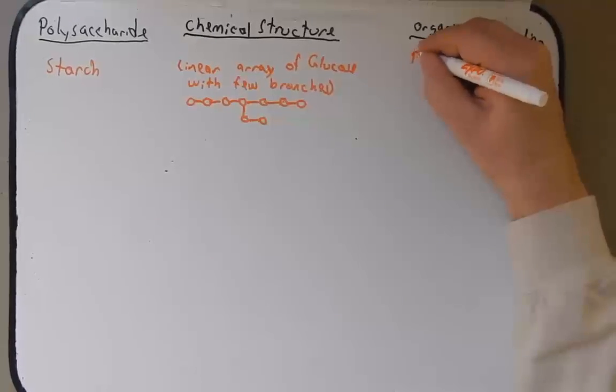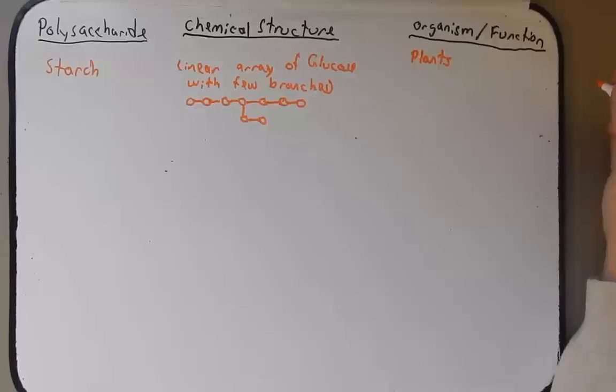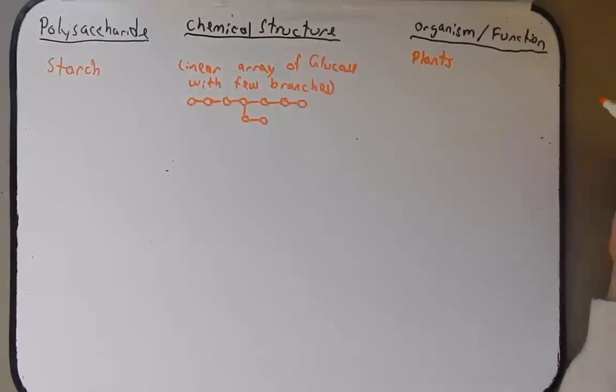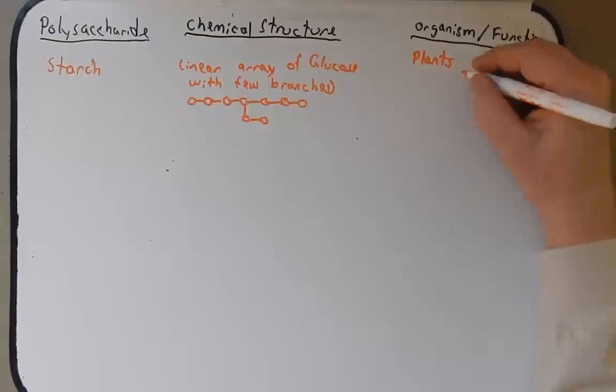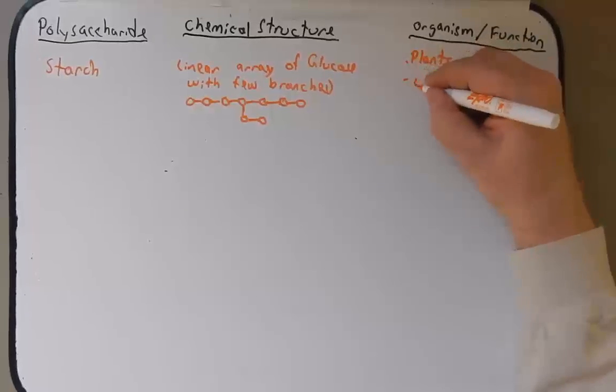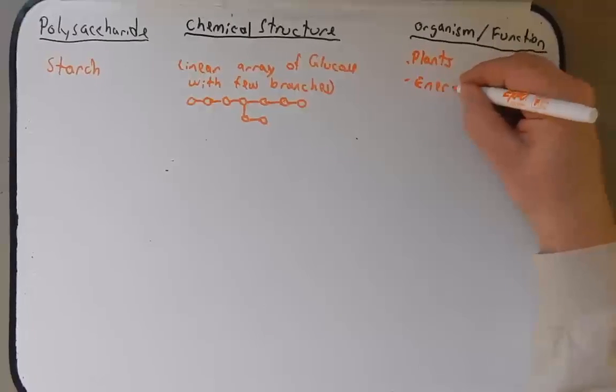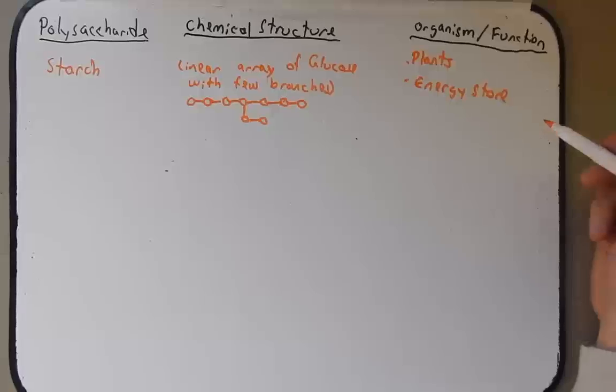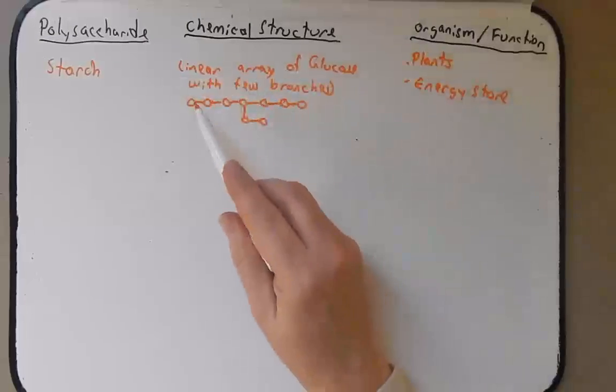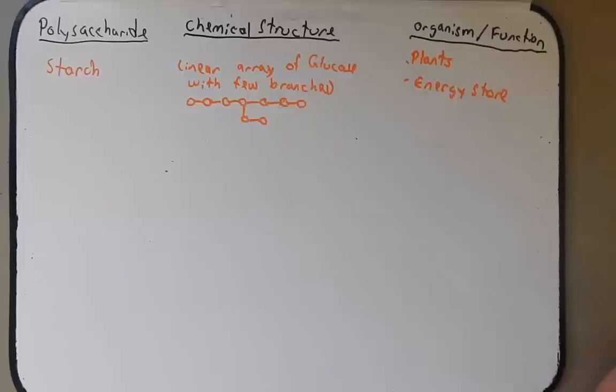These are found in plants. You think of starchy food like potatoes, that's what we're talking about. So it's found in plants, and plants use them as an energy store. When we eat these, we have to break down this linear array of glucoses so we can use those glucoses.